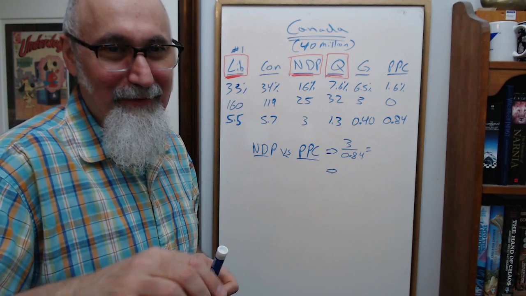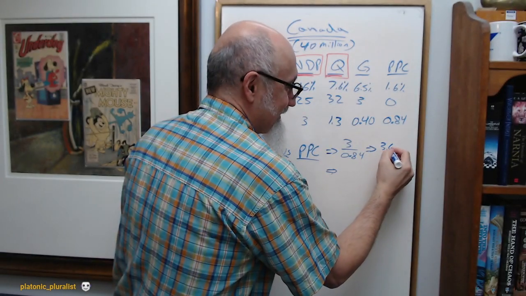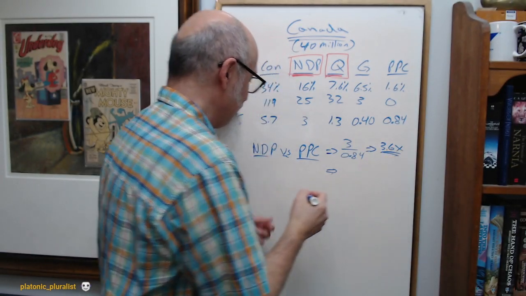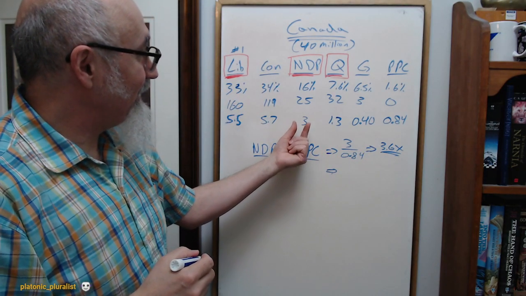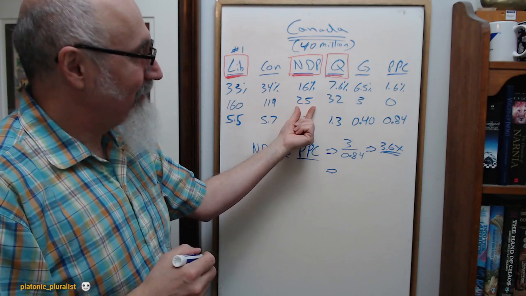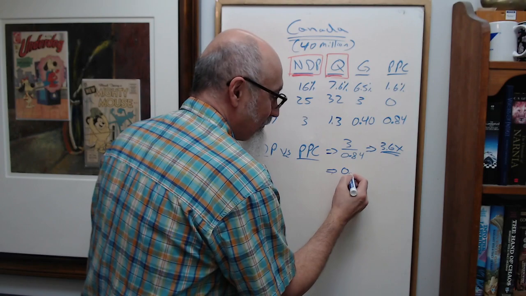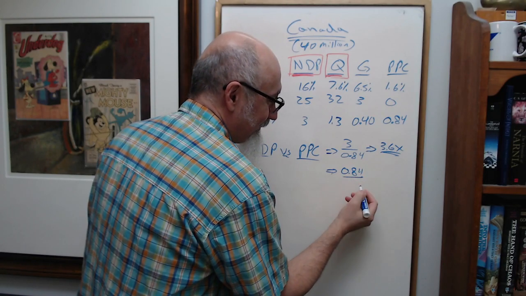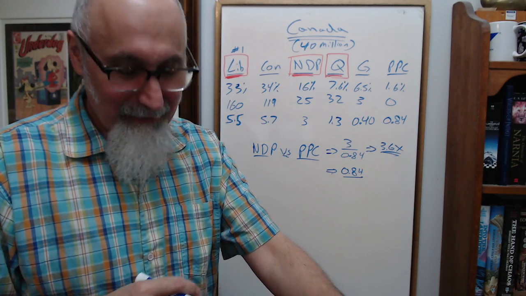0.84. Right. So they got 3.6 times. So NDP got 3.6 times more votes than PPC. They end up getting 25 seats. PPC ends up getting 0, right? Or you can look at it this way, 0.84, right? You could do, should we do it that way? Let's see.